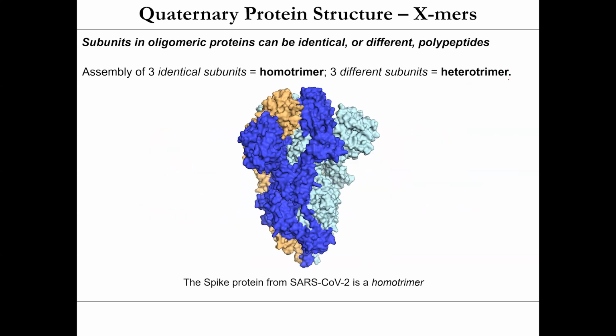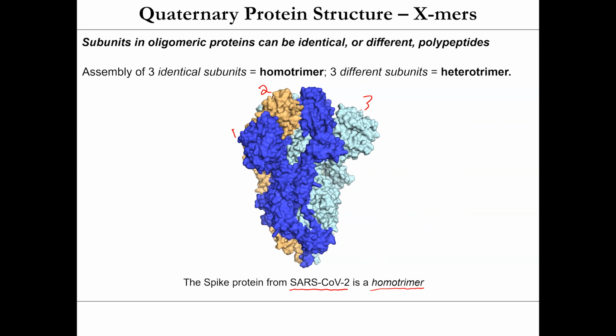And so here's an example that's been very important in everybody's life over the last couple of years. This is a picture of the spike protein from SARS coronavirus 2. And the spike protein is actually a homotrimer. So it's an assembly of three identical subunits. You can see here in blue, orange, and turquoise. So if there were three different subunits, it would be called a heterotrimer.